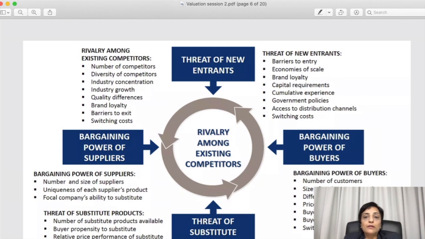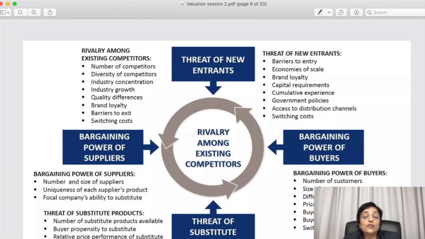If there are economies of scale, or, let's say, a huge capital requirement, then the threat of new entrants will be on the lower side. If government policies, regulations, and taxes are high, then new entrants will not be motivated to enter that industry. If we talk about suppliers, if the number and size of suppliers is on the lower side, then they have a monopoly, or let's say an oligopoly. In that case, they will put pressure or force on that industry.